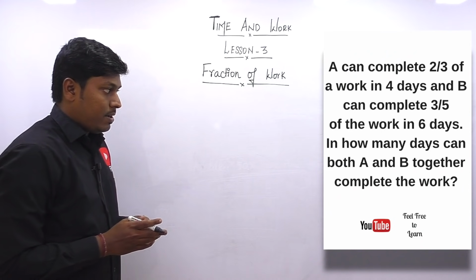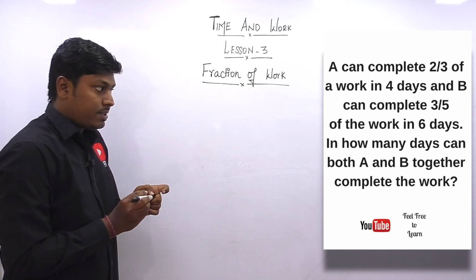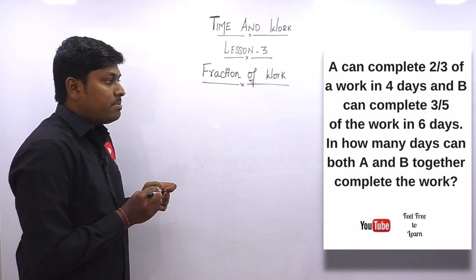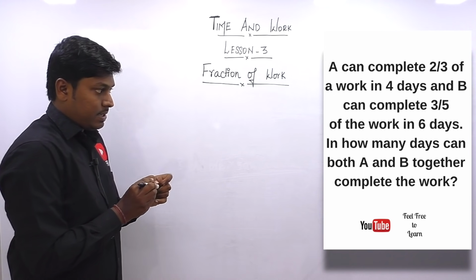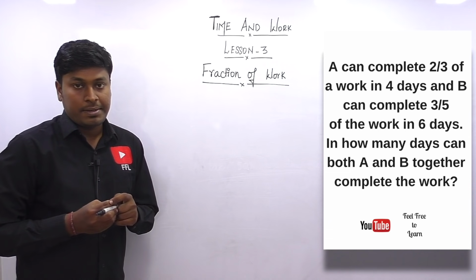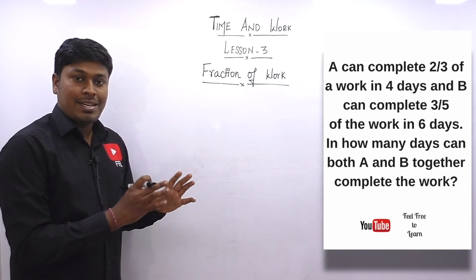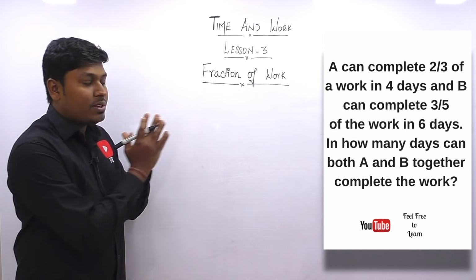Question number 1. A can complete 2/3 of a work in 4 days, and B can complete 3/5 of the work in 6 days. In how many days can both A and B together complete the work? So friends, a simple question. You have learned the basics, right? Just now we have learned the basics. So let me solve this question now.